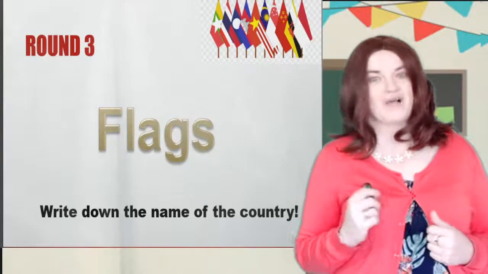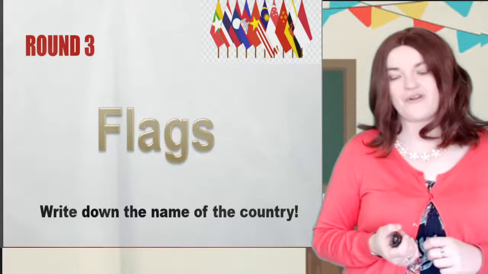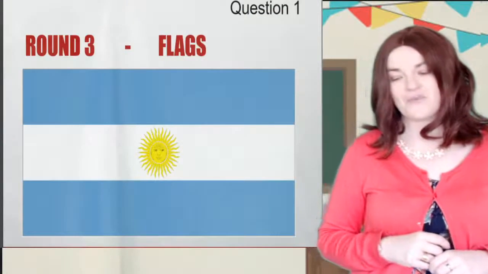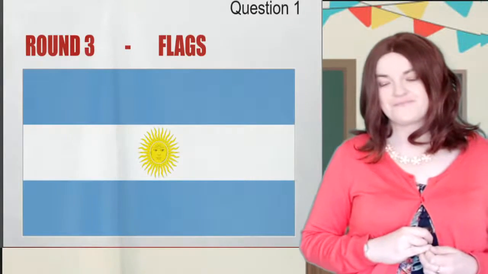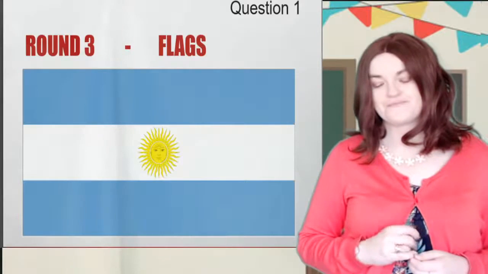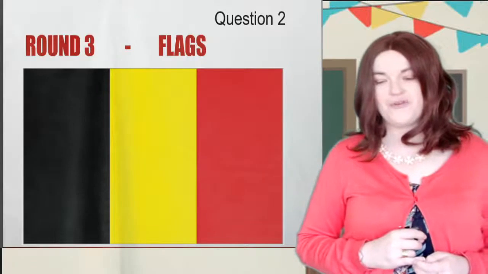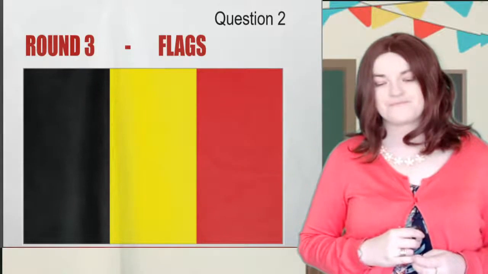Alright, round 3, flags. So you've just got to write down the name of the country for round 3. So there's 6 questions in each round, as I said. Alright, so question 1. Whose flag is this? Number 2. Whose flag is this? Question 3. Whose flag is this?